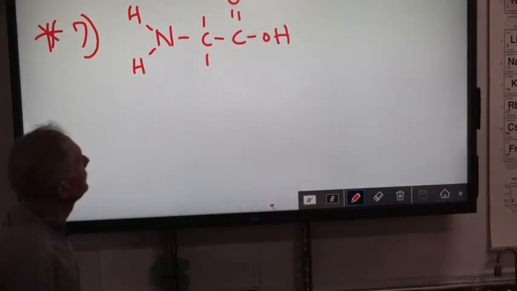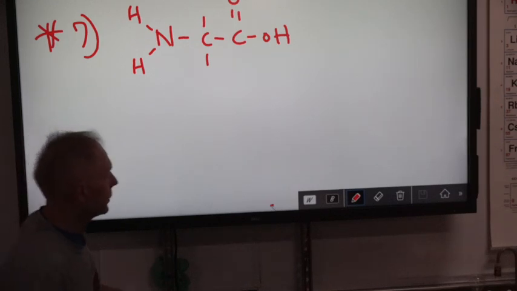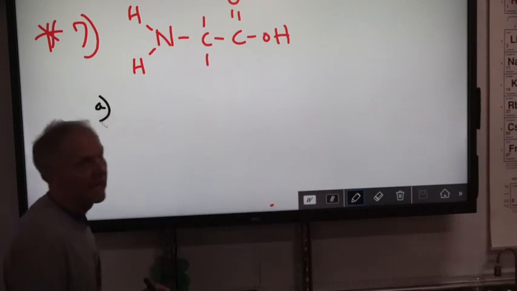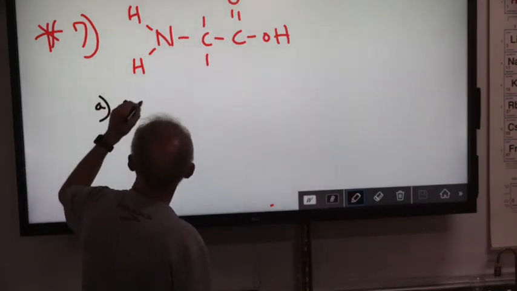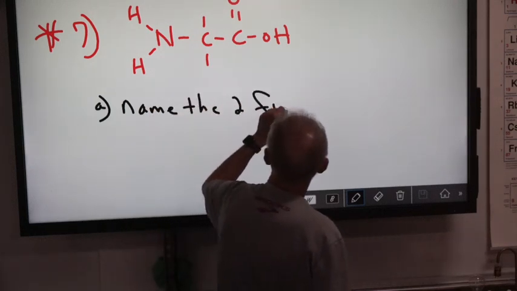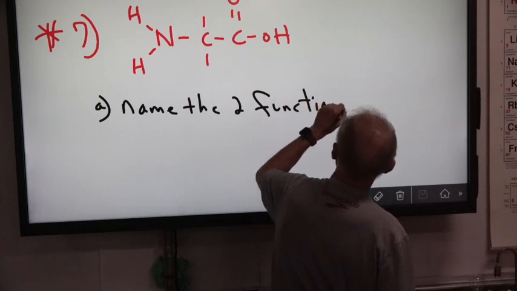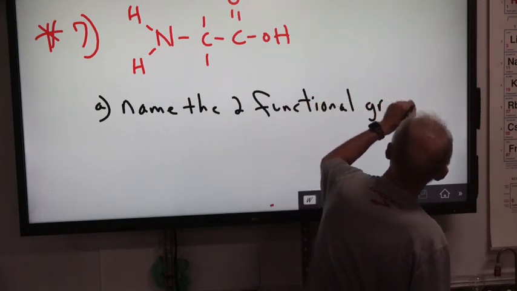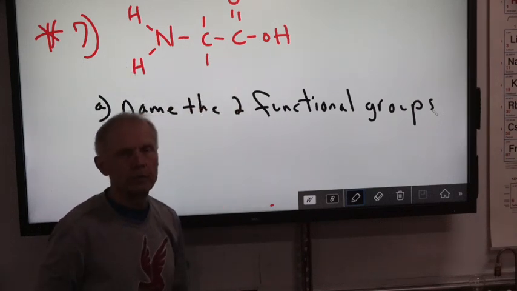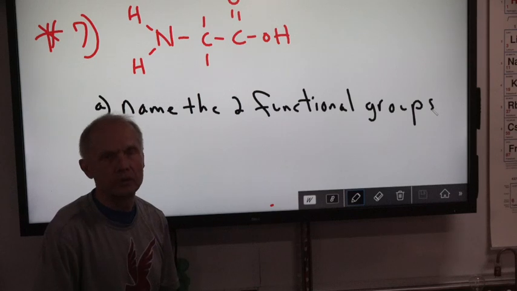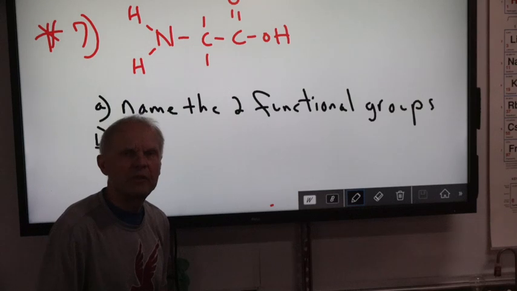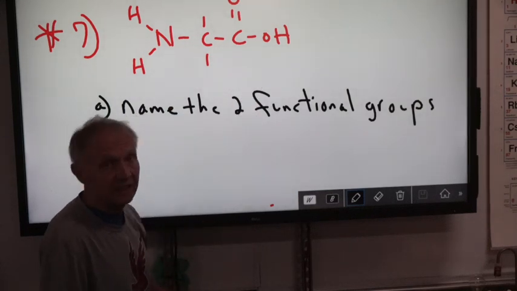All right, there is the structure. Here's what I want you to do. Letter A: the first thing I want you to do is look up there, and there are two functional groups. I want you to name those two functional groups. And then letter B, from those two functional groups, I want to know what that thing is.